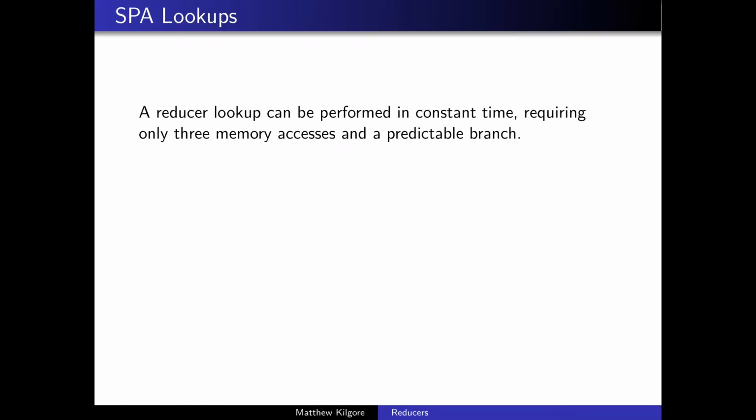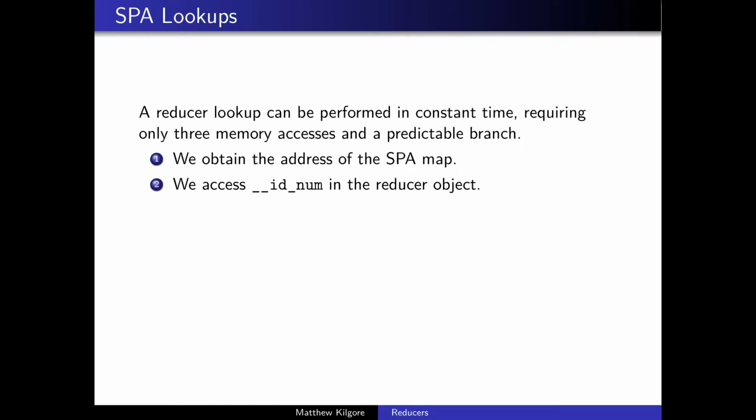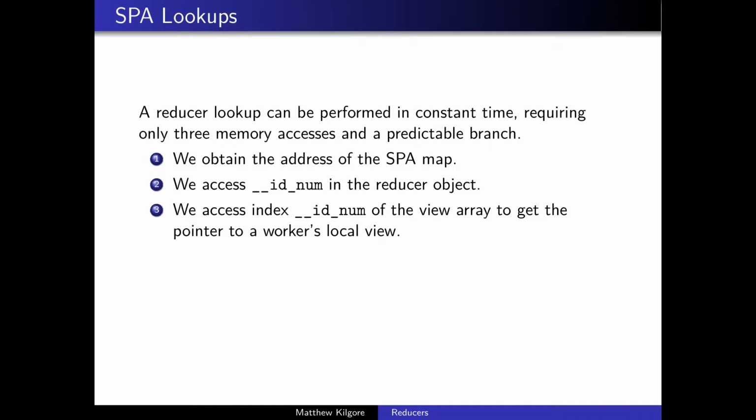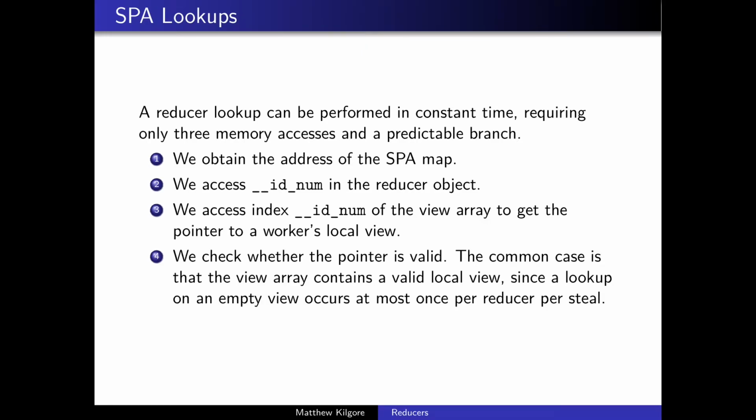Now, let's get to the part that we care about. A reducer lookup can be performed in constant time, and it requires only 3 memory accesses and a predictable branch. First, we need to obtain the address of the span map. Then we need to access the ID num in the reducer object. Then we need to access index ID num of the view array. And finally, we need to check whether the pointer is valid.